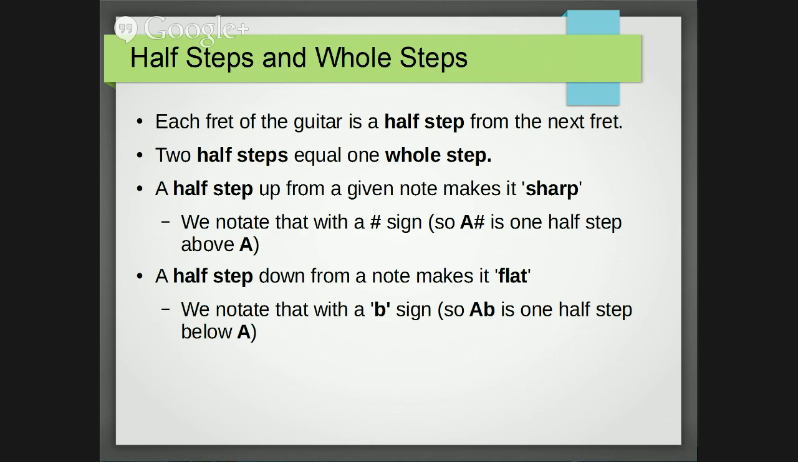A half step up from a given note makes it sharp. So we would notate that with a pound sign. A sharp is 1 half step above A. A half step down from a note would make it flat. We notate that with a B sign. So A flat is 1 half step below A.